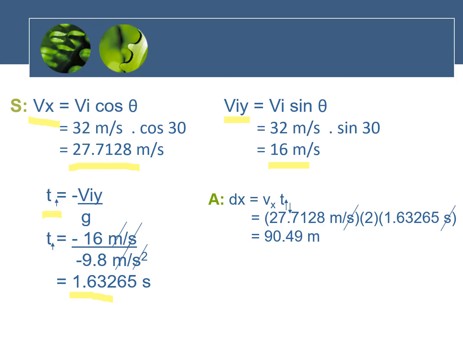Now, we are ready to solve for our range, or dx, using the equation Vx times T up down. So, substituting our Vx of 27.7128 meters per second and the time, which is 1.63265, since it is only the time it takes the projectile to reach the maximum height, you need to multiply it by 2 in order to compute for the total time of flight of the projectile. So, the answer for the range is 90.49 meters. This is how we solve problems using the given equations for objects projected at an angle.